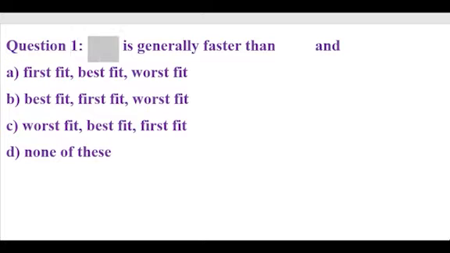Question 1. Dash is generally faster than dash and dash. A. First fit, best fit, worst fit. B. Best fit, first fit, worst fit. C. Worst fit, best fit, first fit. D. None of these. Your time starts now.